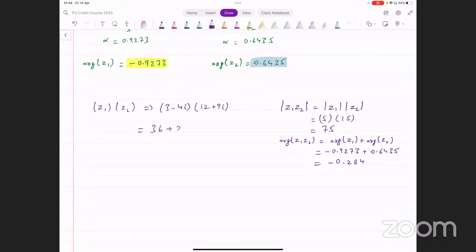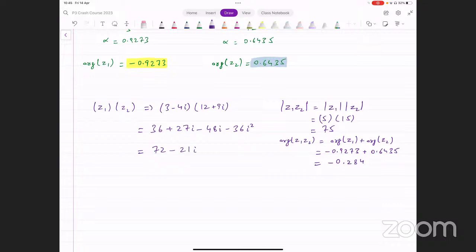3 into 9 is 27, so that's 27 iota minus 48 iota minus 36 iota squared. And that's 72 plus 27 minus 48, that is 21 iota. Now, if I were to find the modulus, it should turn out to be the same.